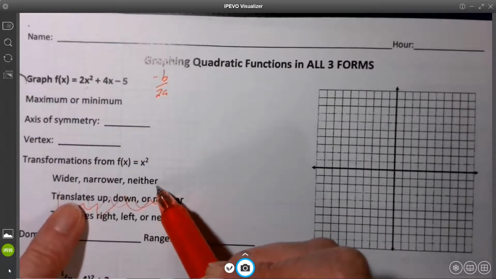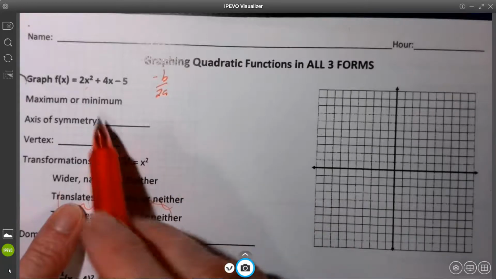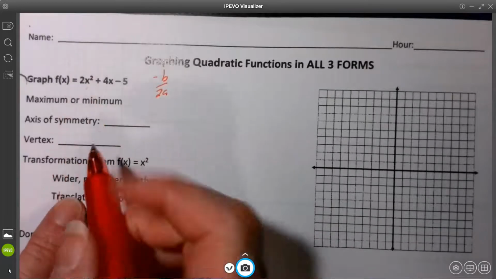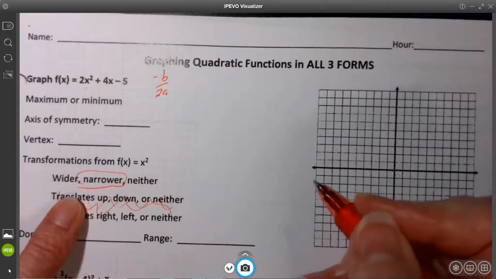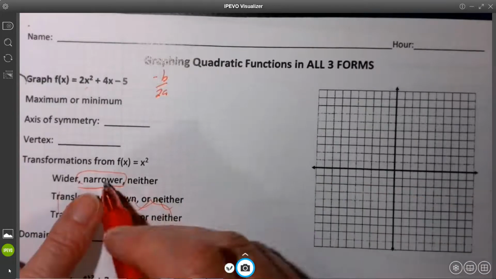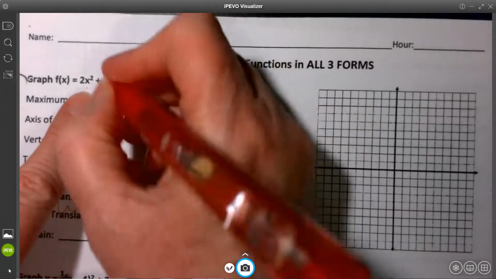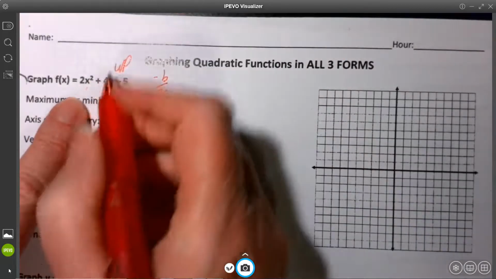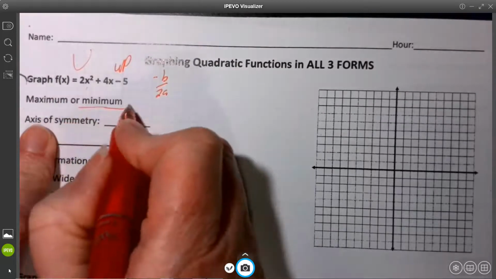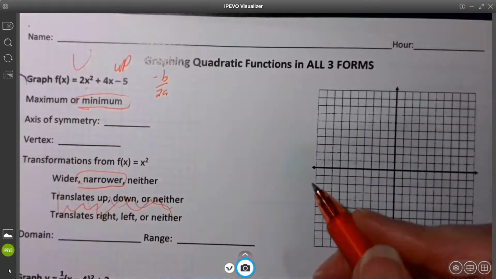Okay, you can decide if it's wide or narrow. Not even that. Although a is 2, so it's probably going to be narrow. It is. It's going to be narrow. Okay, that one's going to be narrow because that a still does the same thing. How does it open? It opens up. So if it opens up, that means I'm going to have a minimum. Okay.